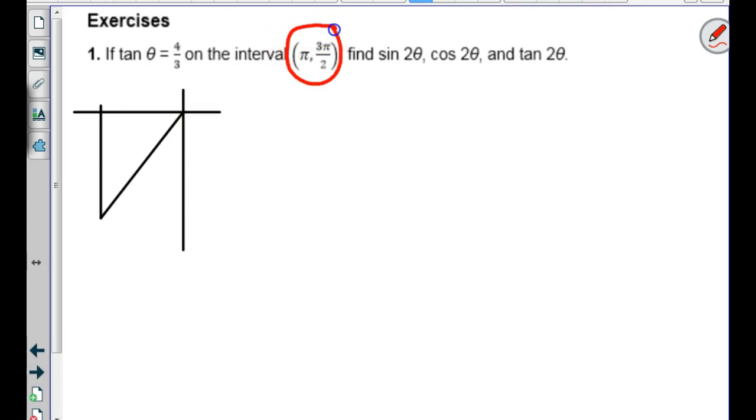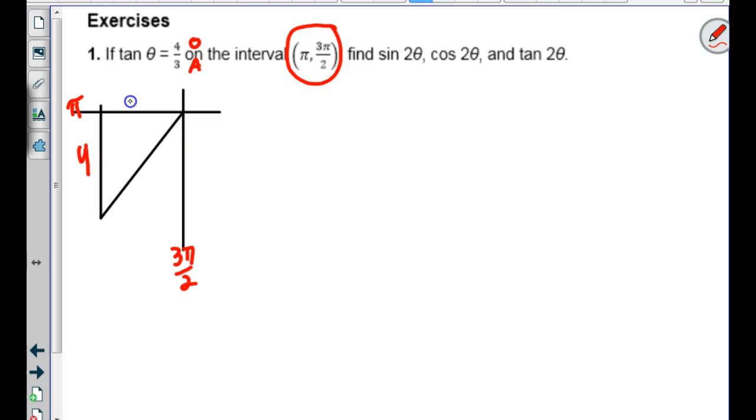So we're going to try this one. This is telling me, guys, I still have students who don't get this, but this is saying on the interval pi to 3 pi over 2, look at your unit circle. That's just telling you it's in quadrant 3. Is everybody good with that little piece? So in quadrant 3, how am I going to make the tangent 4/3? Opposite and adjacent. Where does the 4 go? Yes, on the up and down here.